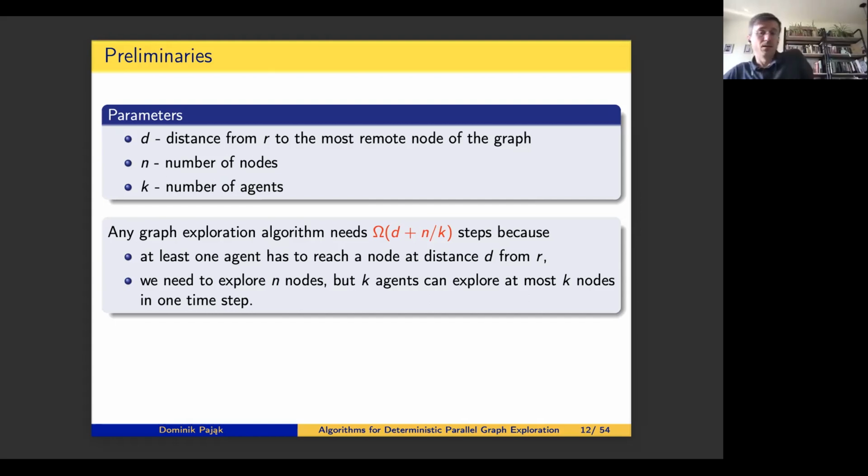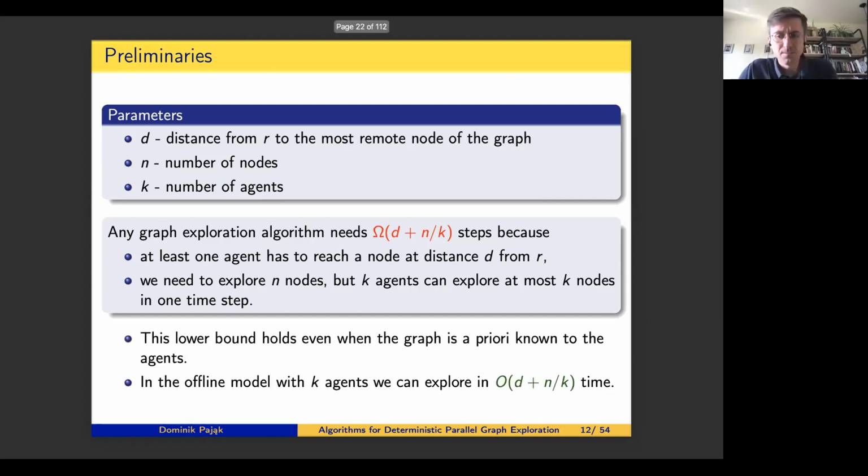Secondly, you need to explore every one of the n nodes of the graph, but you have only k agents, and every agent explores at most one node in every step. So you need time n over k. So this is a simple lower bound. You cannot beat this time. You cannot be faster than this.